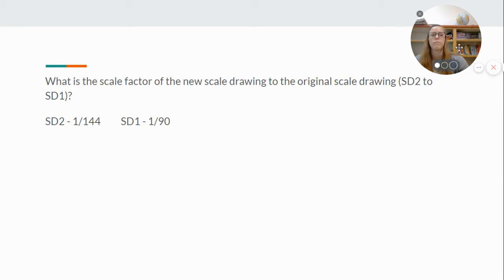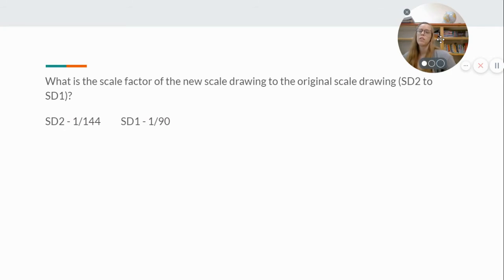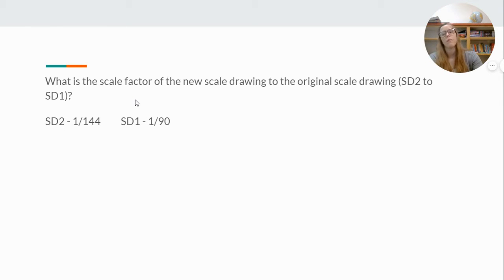So we're looking to find what the scale factor of the new scale drawing is to the original scale drawing. The scale for the second one is 1/144. The first one is 1/90. So we take 1/144 divided by 1/90. Lots of fractions today. And we get 5/8. That's basically the ratio.